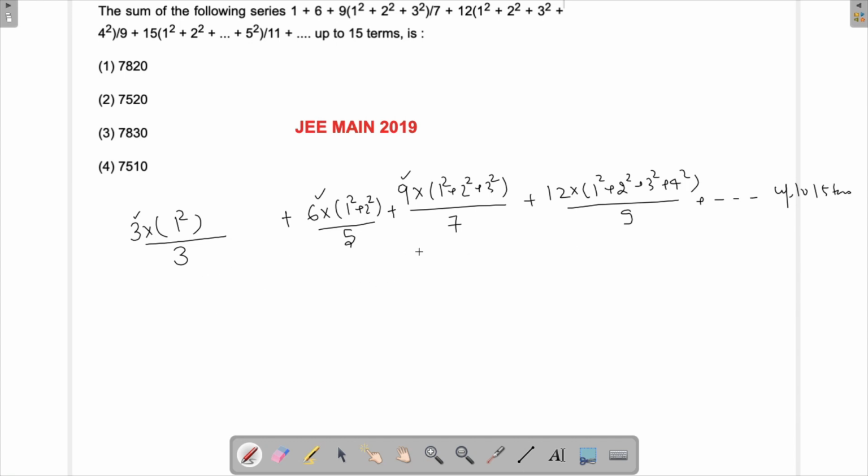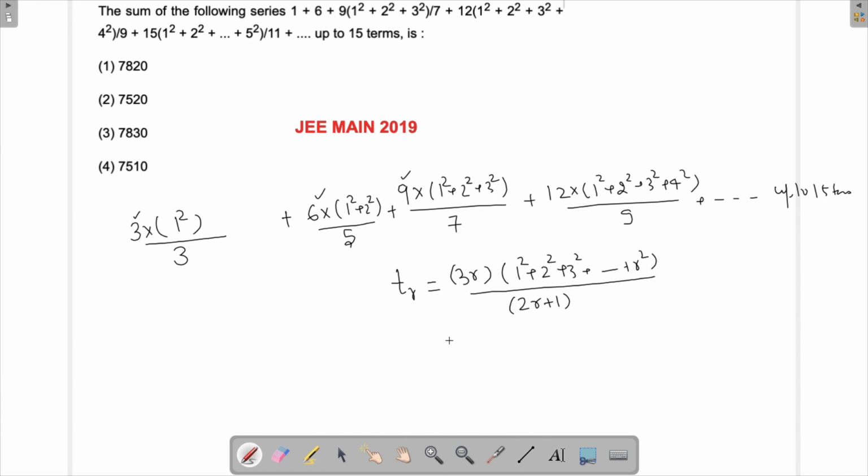If I have to write the general term T_r, what I can write for the first part is 3 times r. Then the second one I'll write as 1 square plus 2 square plus 3 square, going up to the r-th term, so the last one will be r square. My denominator is an odd term of the form 2r plus 1. So we are able to write this, and this is my general term.